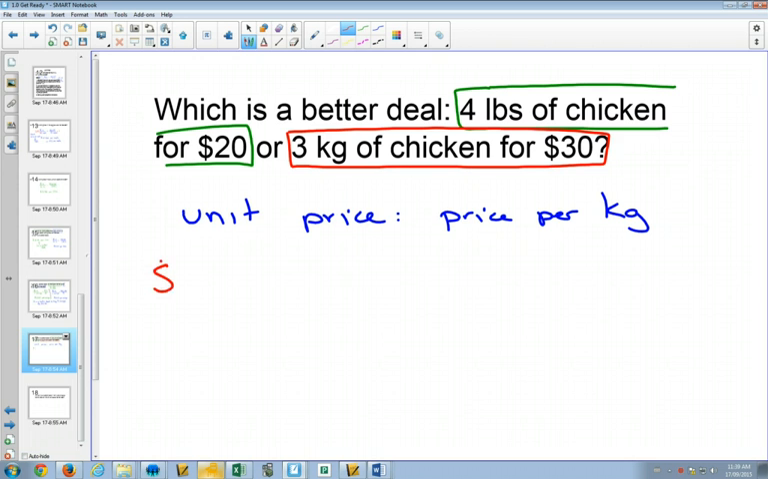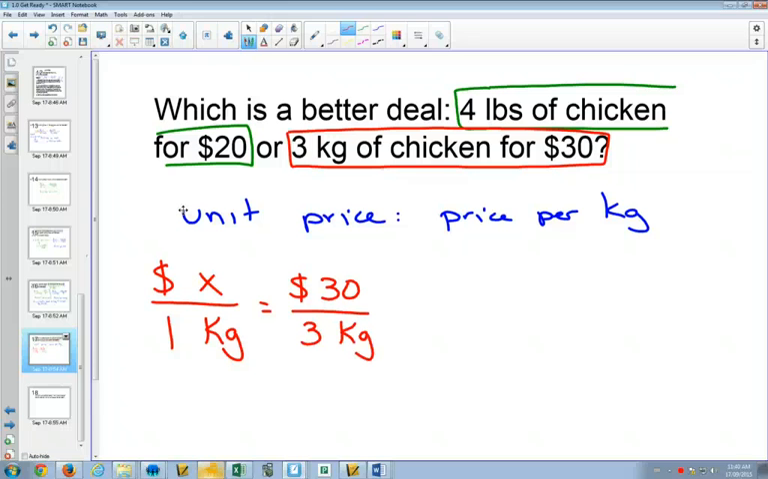If I want to find the price, which I don't know, for 1 kilogram, and I know that it costs $30 for 3 kilograms, I can go to my calculator, and maybe this is one you can even do with mental math. 30 divided by 3, it costs $10 per kilogram. Awesome. We're done the red. We figured out the price per kilogram.